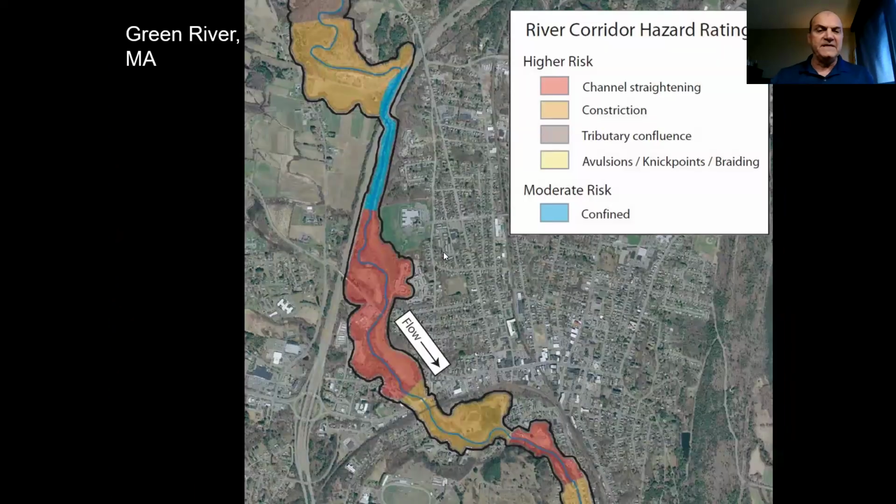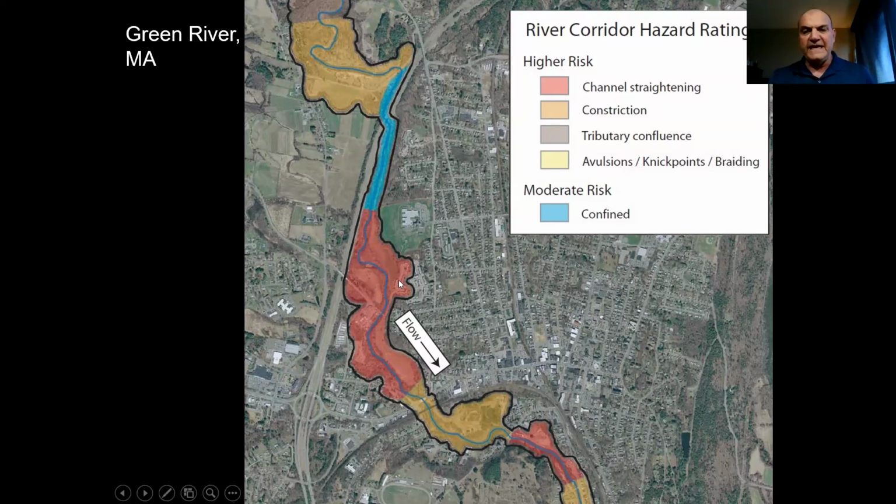And that's something that's becoming increasingly common in New England, certainly, and around the country: creating corridor maps, trying to identify the areas within which the river would likely migrate over time. And these maps allow for prioritizing river conservation easements, for example.